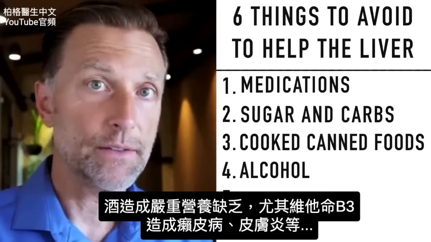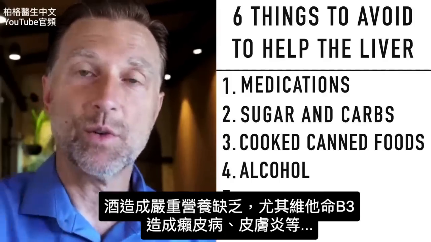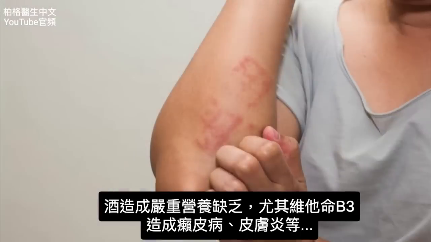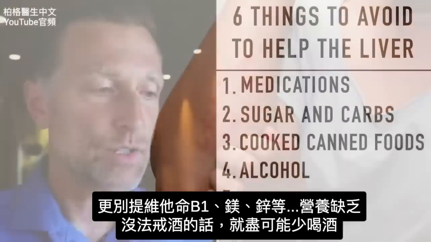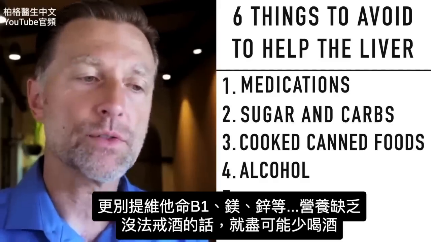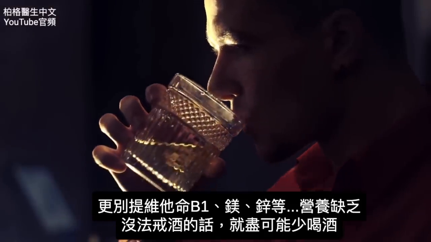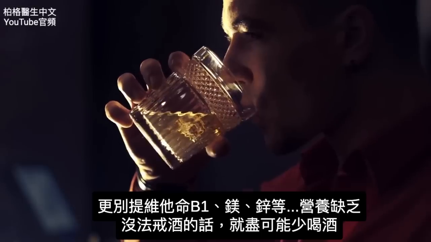Alcohol creates a lot of deficiencies, especially vitamin B3, which relates to pellagra-like symptoms, like dermatitis, a lot of skin issues, not to mention B1 deficiencies, magnesium deficiencies, zinc deficiencies, all sorts of nutrient deficiencies. So if you can't completely give up alcohol, reduce it as much as you can.